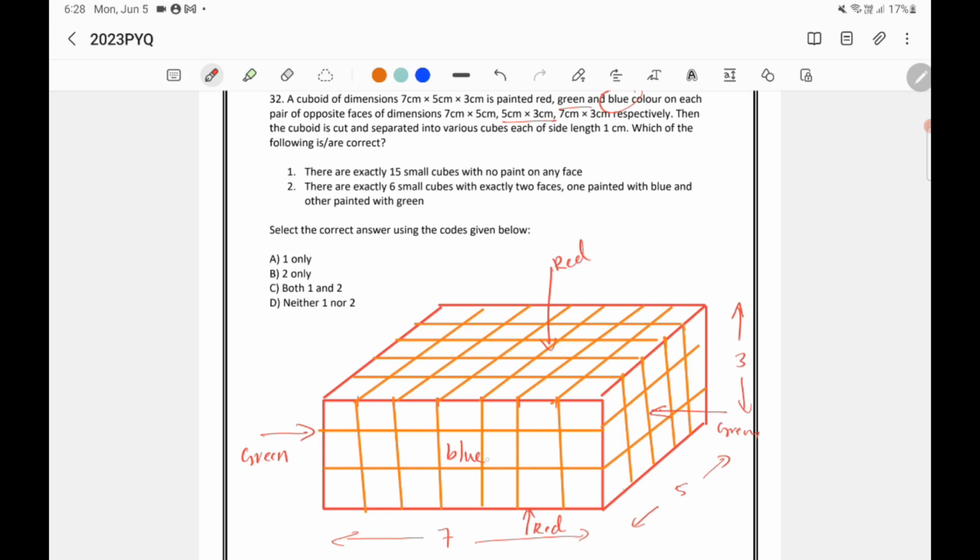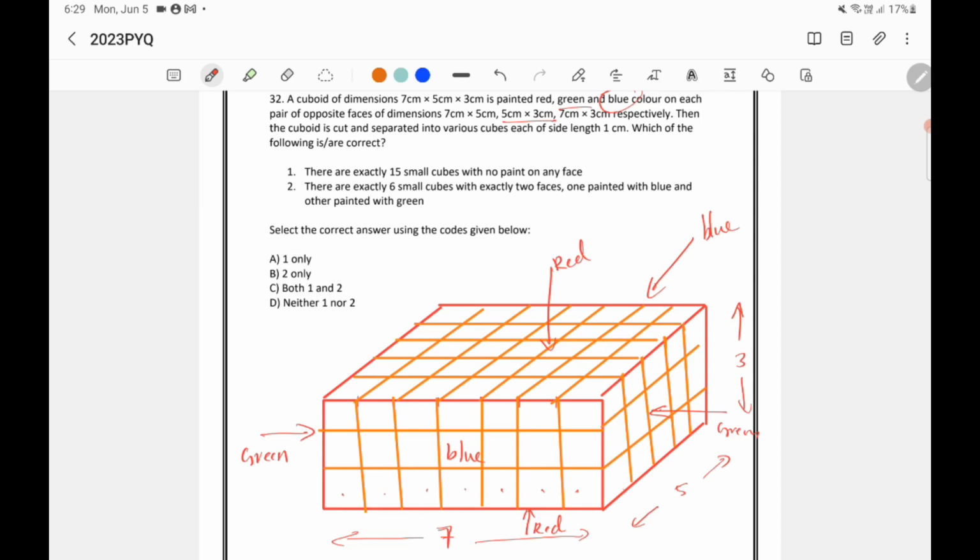So this is blue and the back side will be blue. So that is how the cube is painted. Now then the cuboid is cut and separated into various cubes of side length 1 centimeter. So that means this is 7 centimeter. Then this side has to be cut into 7 parts. That is how I have divided here, right? There are 7 parts, 1, 2, 3, 4, 5, 6, 7. That's how then 7 centimeter will become 1 centimeter.